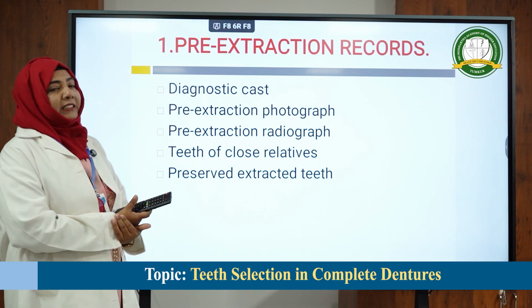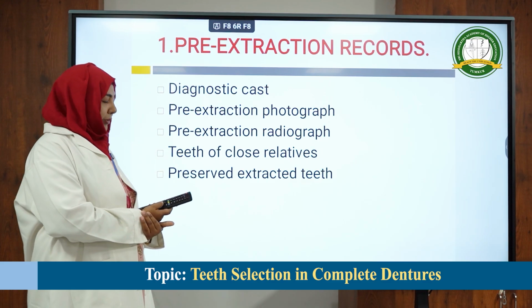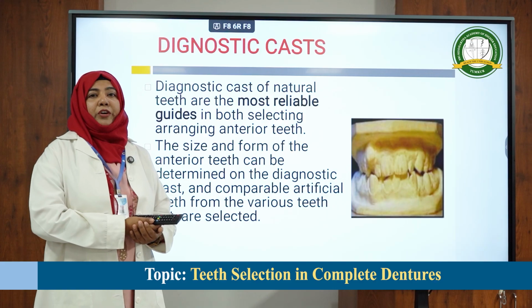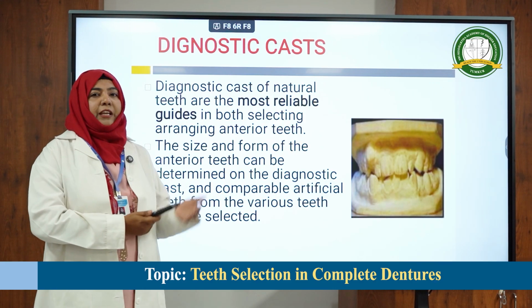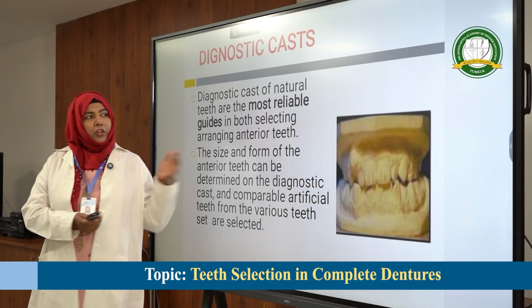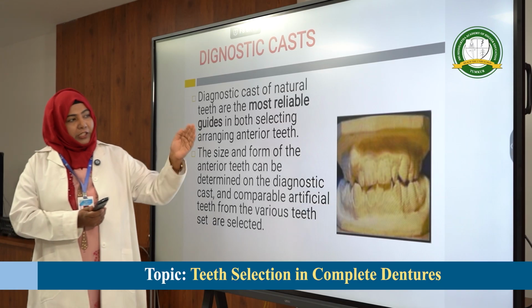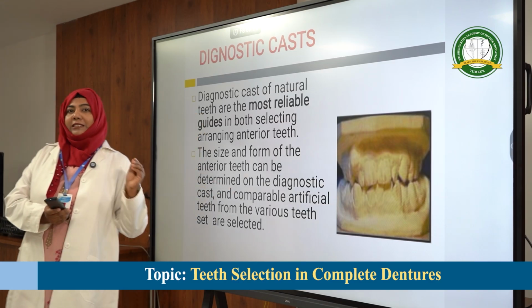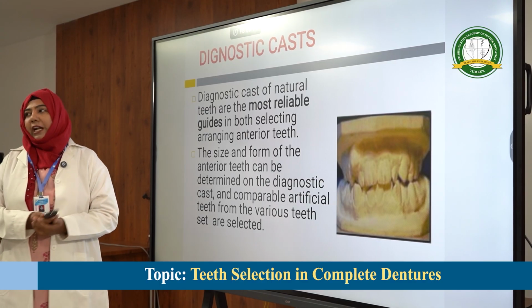So, which pre-extraction records can you consider for selecting the size of the anterior teeth? You can consider the diagnostic cast, which is obtained before the extraction of the teeth and preserved. This will give you information about the size and shape of the teeth. What you have to do here is simply measure the mesiodistal width and occlusogingival height on the cast, and select a comparable size of teeth from the artificial teeth mold.